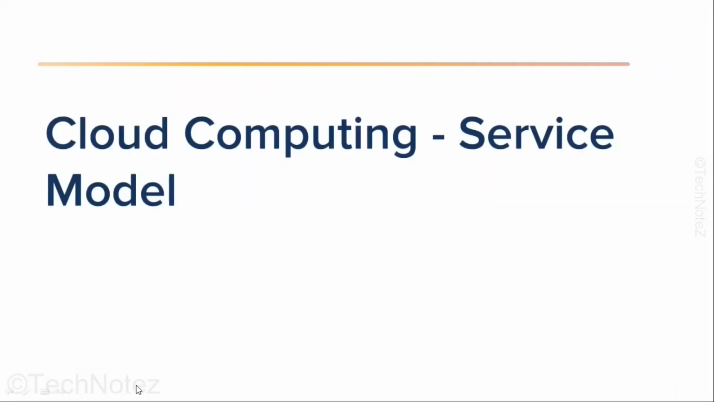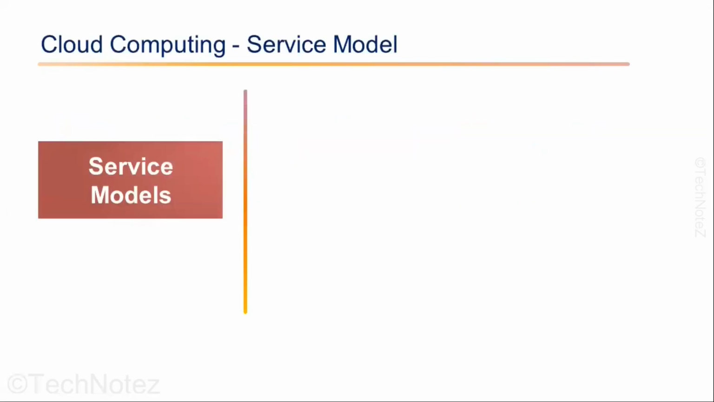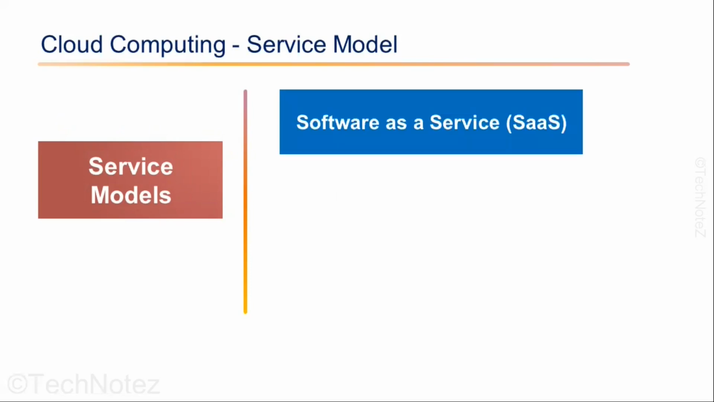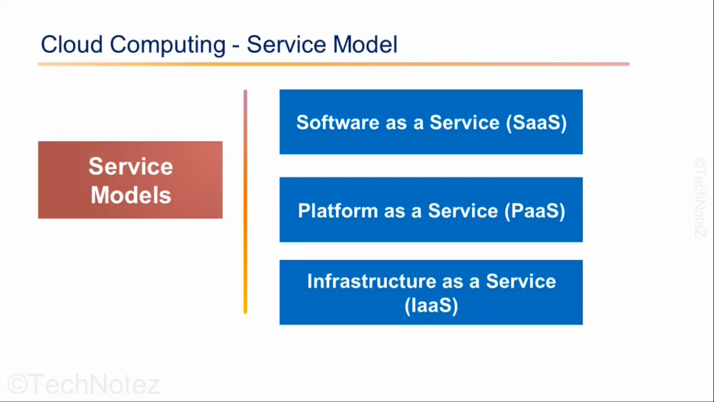Cloud computing service model defines the different levels of access, management, and control on the cloud infrastructure. Let's talk about the service model of cloud computing. You can have different levels of flexibility, control, and management on the cloud resources. Based on these, cloud resources can be divided into three types: software as a service, platform as a service, and infrastructure as a service. This is called service model.